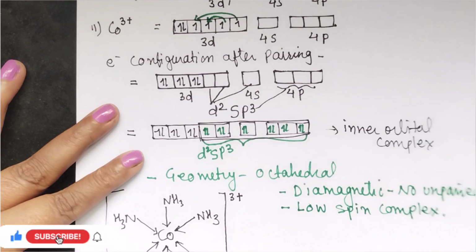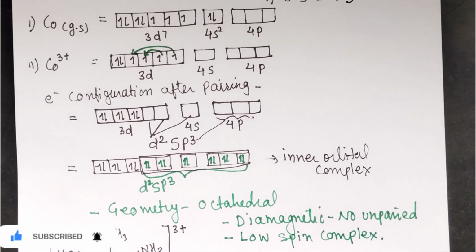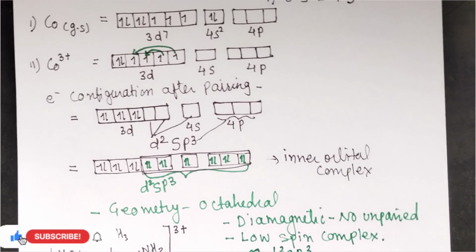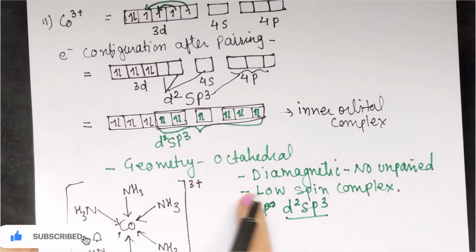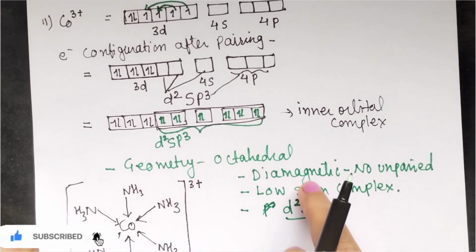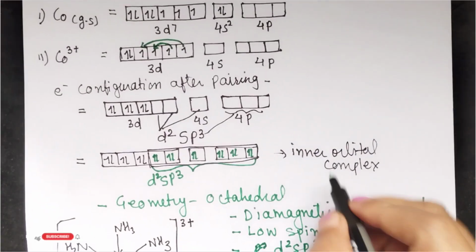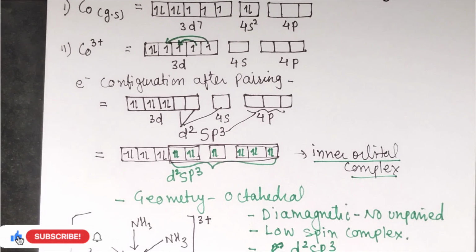So what we have now: the geometry is octahedral. The hybridization that this complex undergoes is d2sp3 hybridization. Geometry is octahedral. The magnetic property is diamagnetic, and it is a low spin complex which forms an inner orbital complex. I hope you have understood the concept.